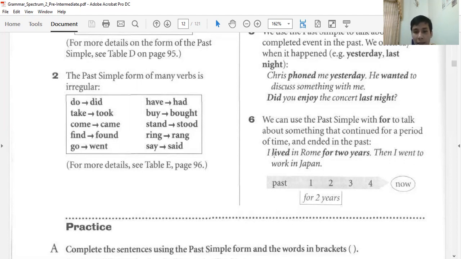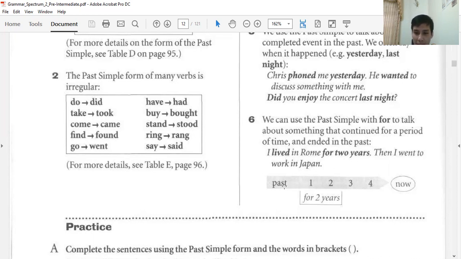That means I lived in Rome for 2 years, and after 2 years I went to work in Japan. That means now maybe I am working in Japan. And "lived" has "ed" because it's a regular verb. And then for 2 years already.